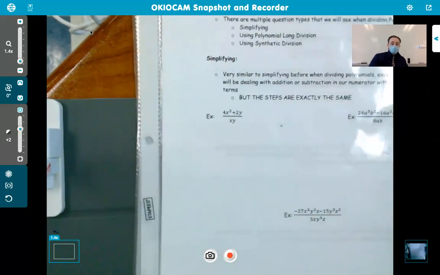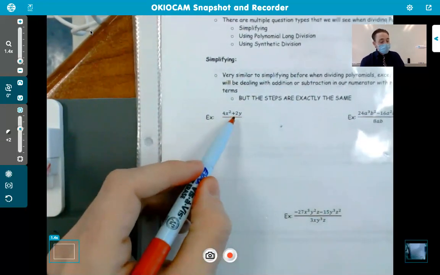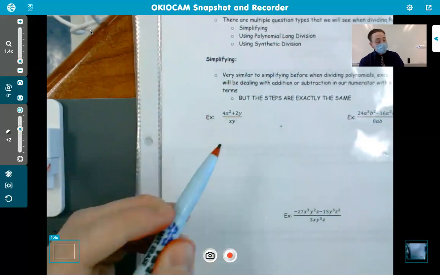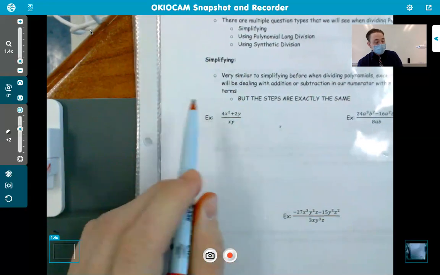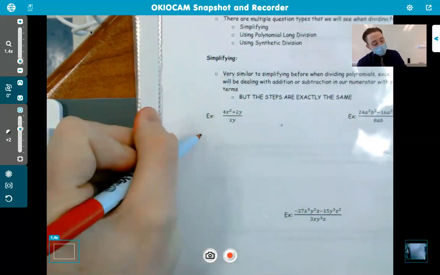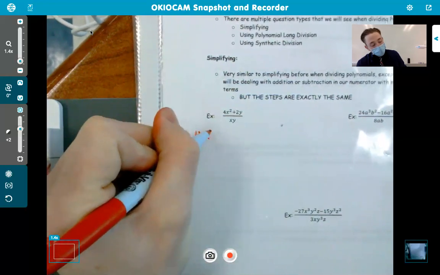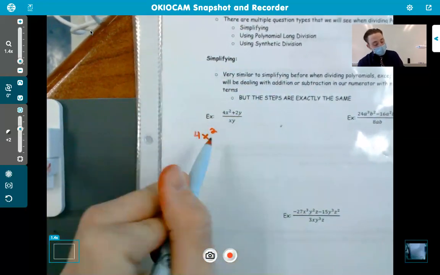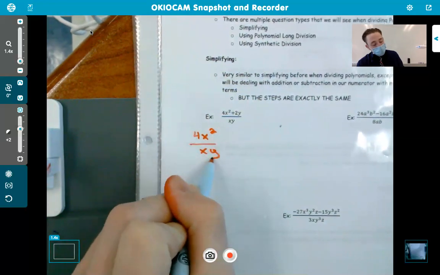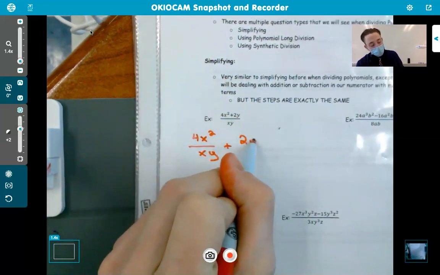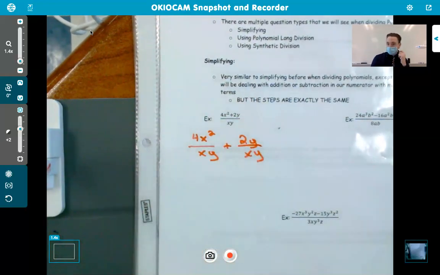In this first example, I have 4x squared plus 2y over xy, all right? Notice that I have addition in my numerator. Like I said, that's the difference between what we did yesterday and today. But the only thing that changes is I know that if I have the same denominator, I can write this as 4x squared over xy plus 2y over xy. Okay. So you just separate the numerator, but you can still divide each of the terms in the numerator by the same term in the denominator, excuse me.